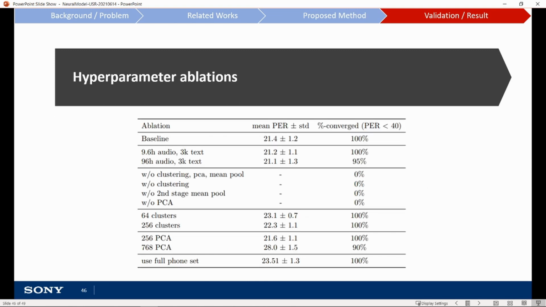Then they do more hyperparameter ablation. They do this ablation with the number of clusters in k-means. So 64 clusters gave a performance of 23.1, and 256 gave this performance, and in the final model they used 128 clusters. Similarly for PCA, in the final model they used 512 dimensions, and they show the experiments with 256 and 768 as well.